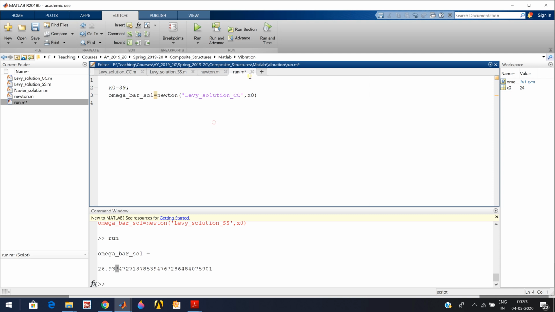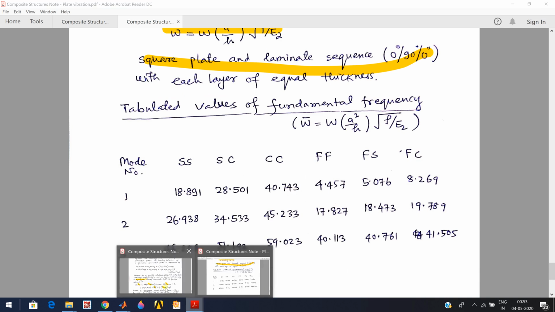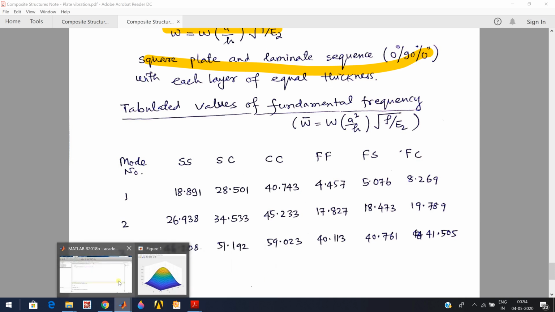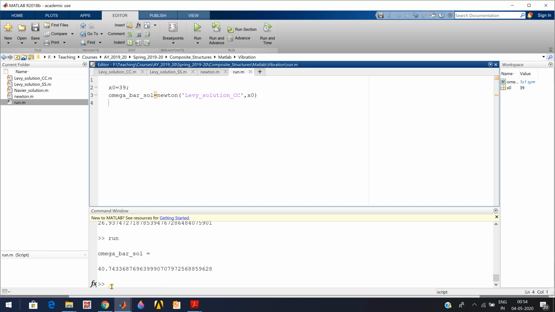I'll give 39, and 40.743. Yes, so you can see, you can get the frequencies. After the frequencies, you can calculate the mode shapes by solving for A, B, C, D, the constants. But that I think you can do on your own.